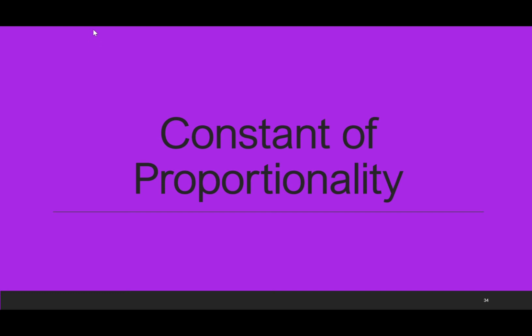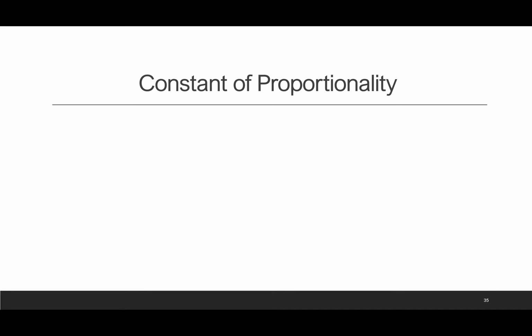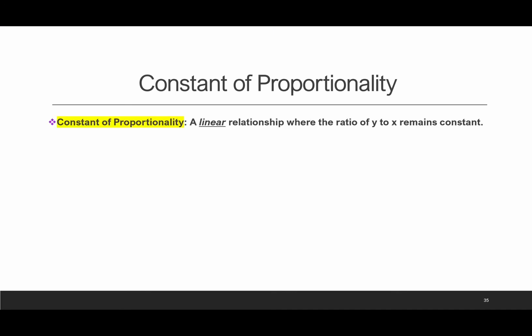So I know you're going to be extremely happy about this, but this will be the last section of today's lesson. It is Constant of Proportionality. Once again, copy this down as the main title of your notes, and we're moving on. What is the constant of proportionality? Well, the constant of proportionality is a linear relationship where the ratio of y to x remains constant.